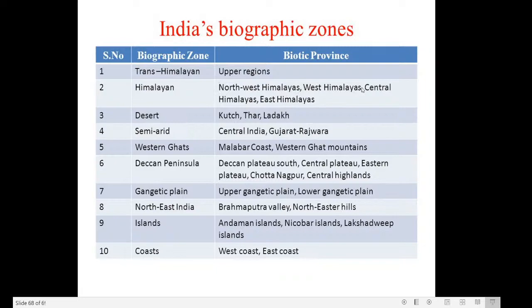In the desert zone: Kutch, Thar, and Ladakh are the deserts. And semi-arid: Central India, Gujarat, Rajasthan. And the Western Ghats are the Malabar Coast and the Western Ghats mountains, in Tamil Nadu. The Deccan Peninsula includes Chota Nagpur and the Central Plateau, the Central Highlands. The Gangetic Plains are the upper Gangetic Plain and the lower Gangetic Plain. Northeast India has the Brahmaputra Valley and the Northeastern Hills. The Islands are the Andaman and Nicobar Islands. The coastal areas are the West Coast and East Coast. These are all the major biogeographic zones.